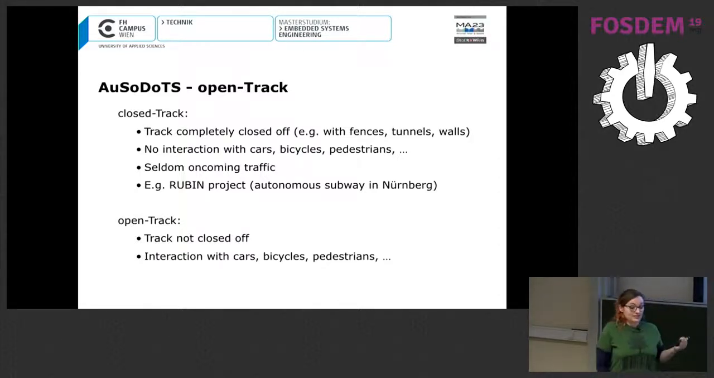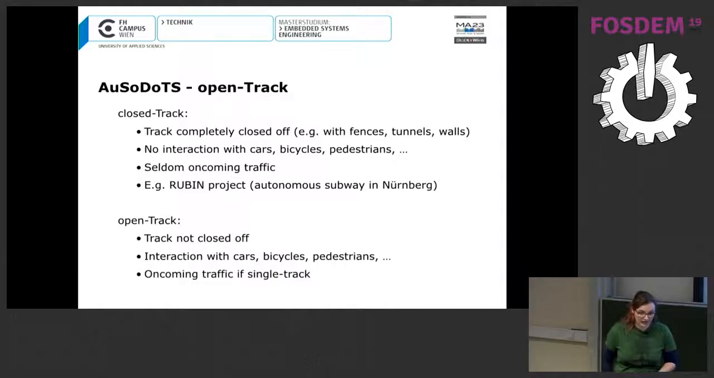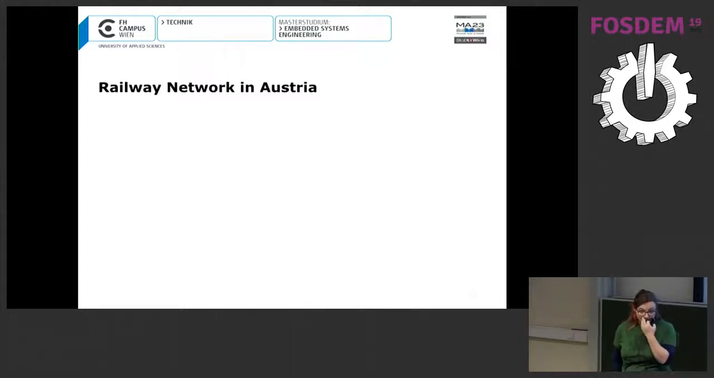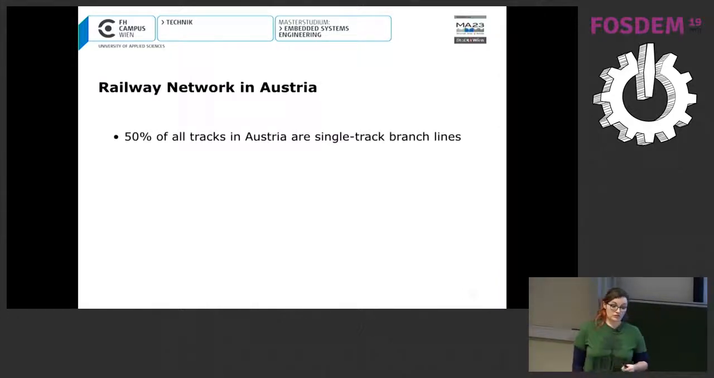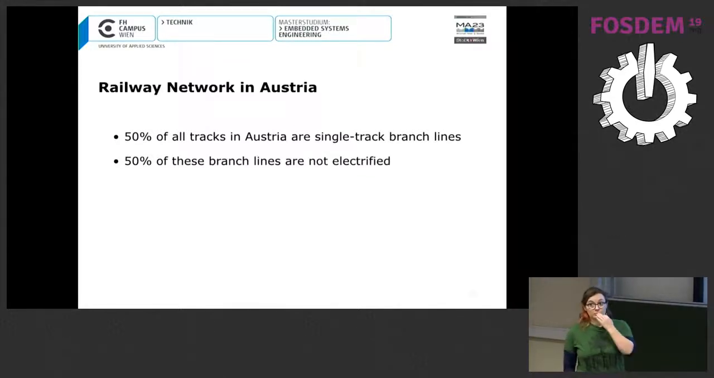Also, there is interaction with cars, bicycles and pedestrians because there will be intersections. And if it's a single track, there will be oncoming traffic. The railway network, also the actual situation in Austria is that 50% of all tracks in Austria are single track branch lines. 50% of these branch lines are not electrified.